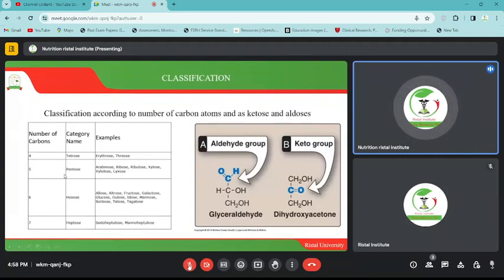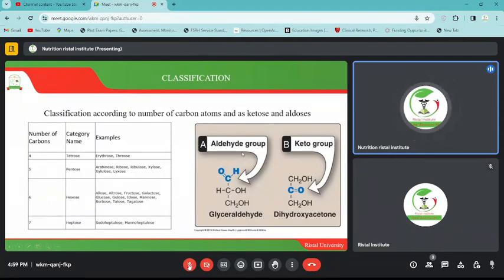And then the 5 carbon atoms are pentoses. Hexoses are the ones with 6 carbon atoms. Heptoses are the ones with 7 carbon atoms. The list doesn't actually stop here. We still continue until 7, 8, 9, 10: octoses, nonoses. So it's a long list until 10.